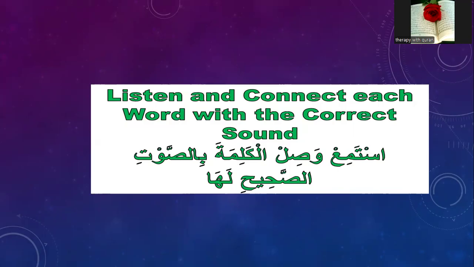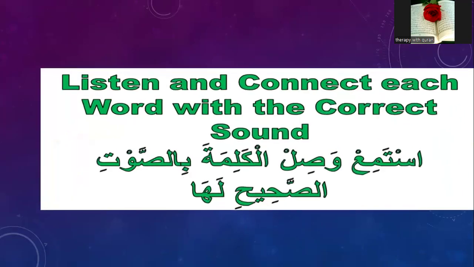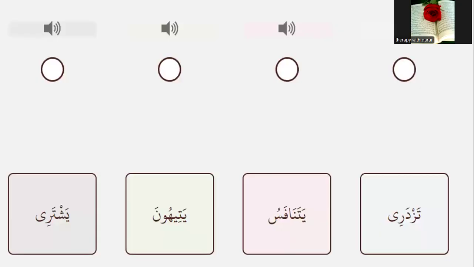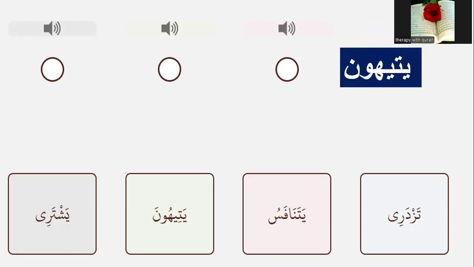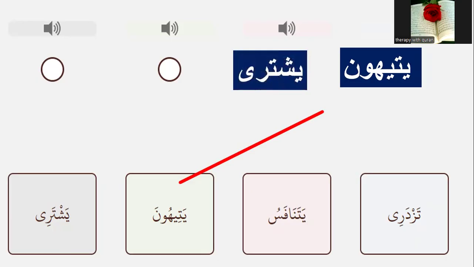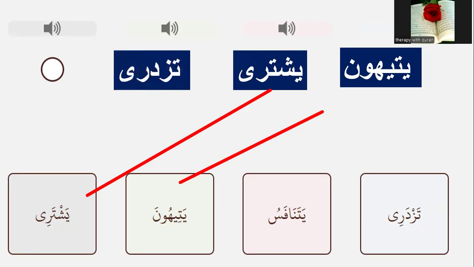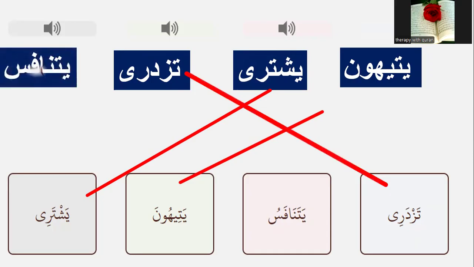Let's go to the second part of the listening test. Listen and connect each word with the correct sound. Number one, يتيمون. Which word is يتيمون? Yes, the third one. Number two, يشتري. Which word is يشتري? Yes, the fourth one. Number three, تشتري. Yes, the first one. Number four, يتنافس. Which one is يتنافس? The second one.